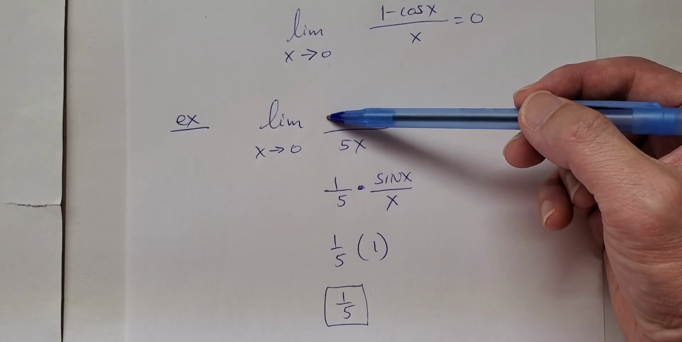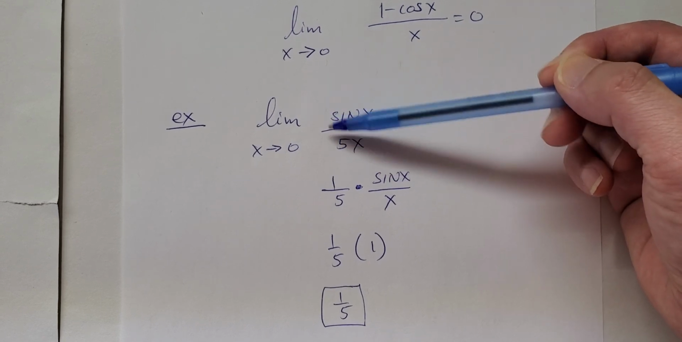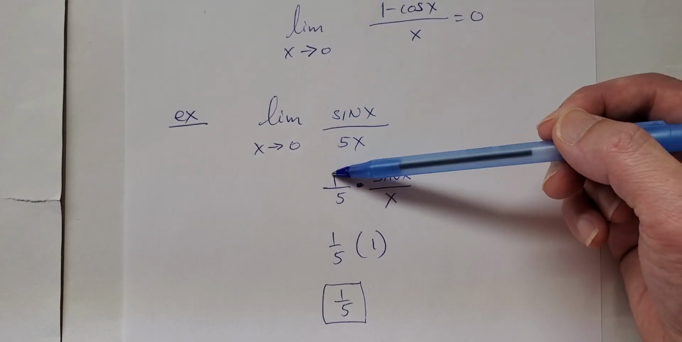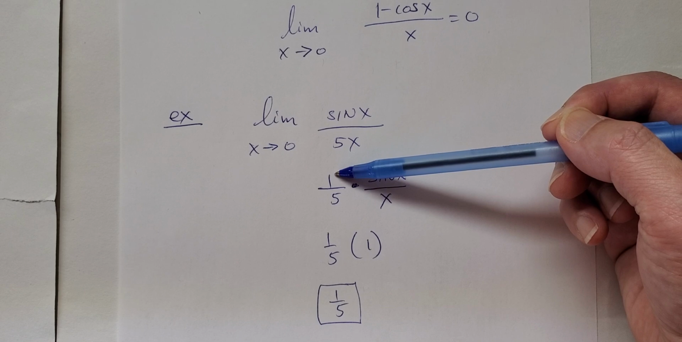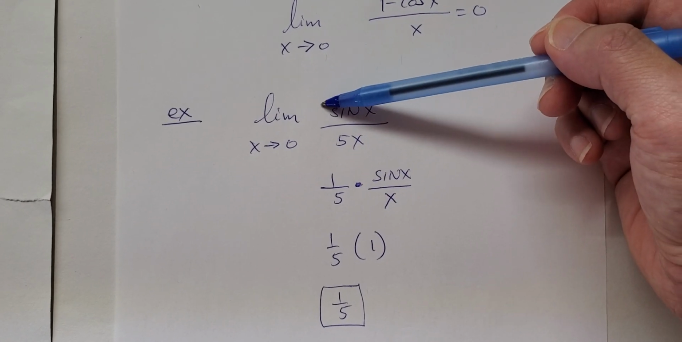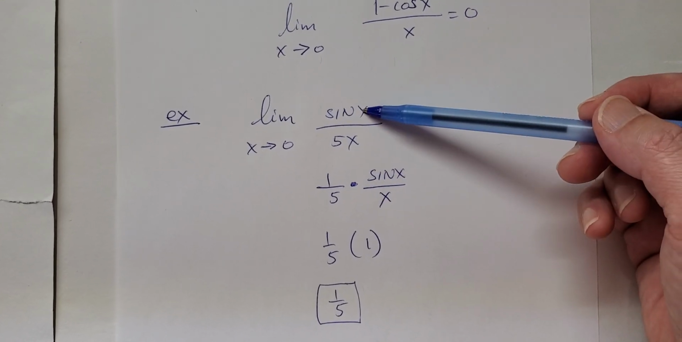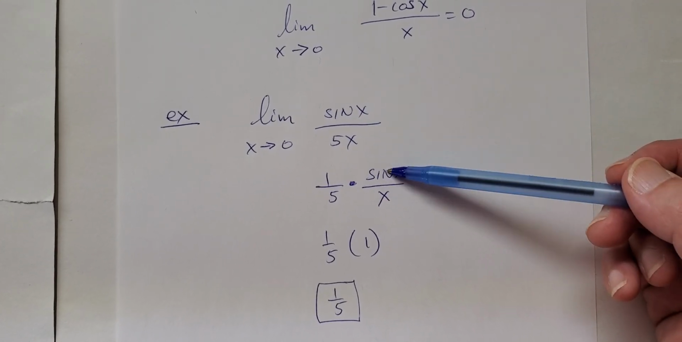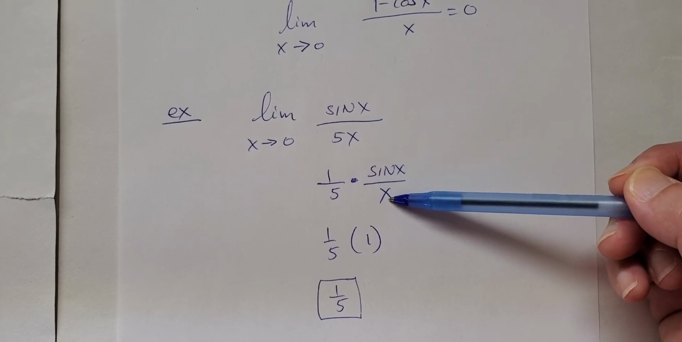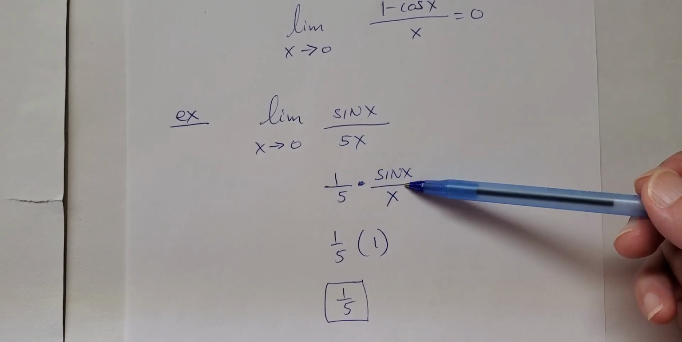The first part is 1 over 5. Where did the 1 come from? The 1 is always there. So I hope you can see 1 over 5 is separate, and then sine x all over x is separated into the second part. Again, we separate this out by parts.